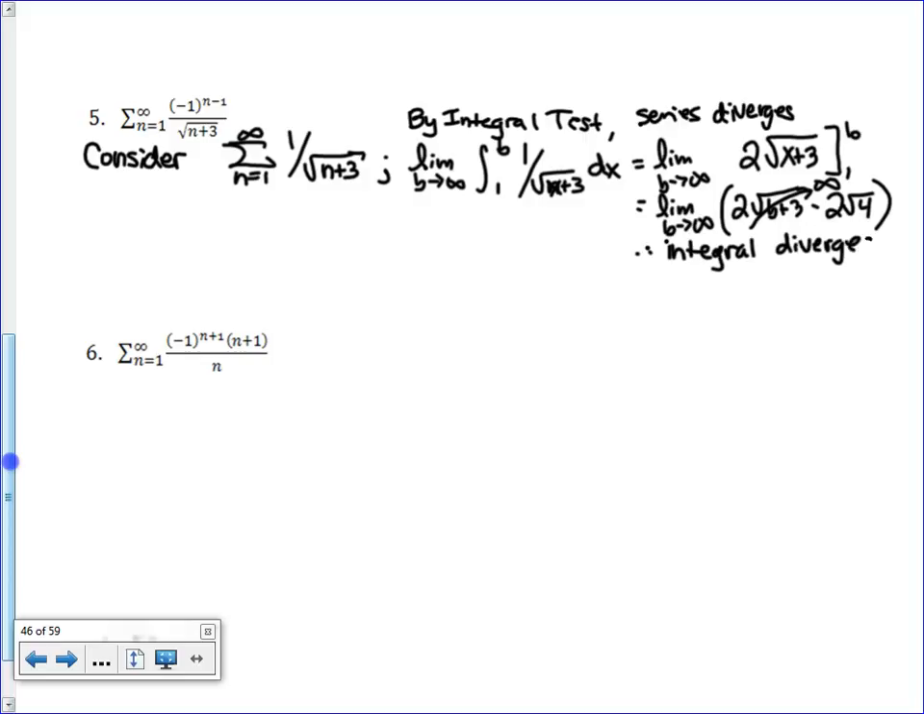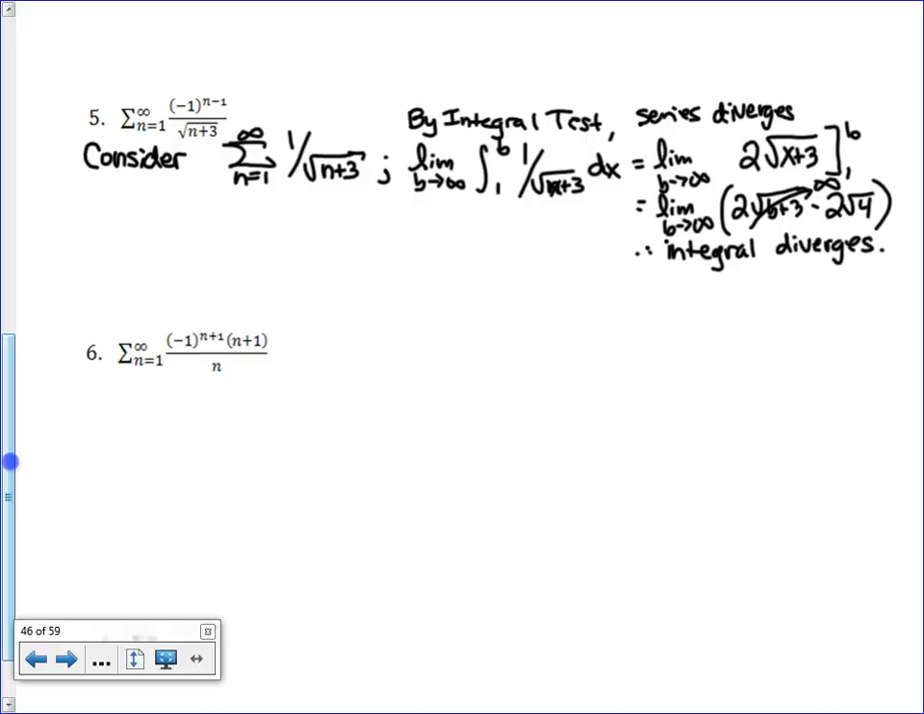Do you see that I'm testing the absolute value? I can't do p-series because it's not n to the power, I can't do geometric, and I can't do nth term because the limit is 0. And so I'm considering first the absolute value, so the -1 doesn't matter. I have to do the integral test.